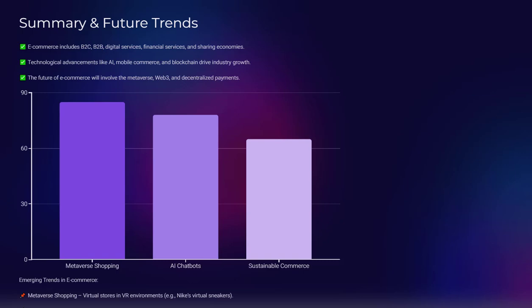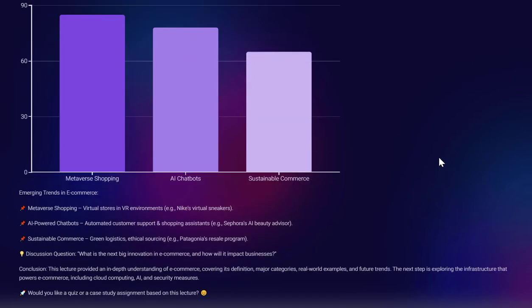Some of the emerging trends of e-commerce include metaverse shopping, AI-powered chatbots, and sustainable e-commerce practices. For metaverse shopping, you can see virtual stores in VR environments, for example Nike's virtual sneakers. For AI-powered chatbots, you can see automated customer support and shopping assistants, for example Sephora's AI beauty advisors. And sustainable commerce includes green logistics and ethical sourcing, like Patagonia's resale program.